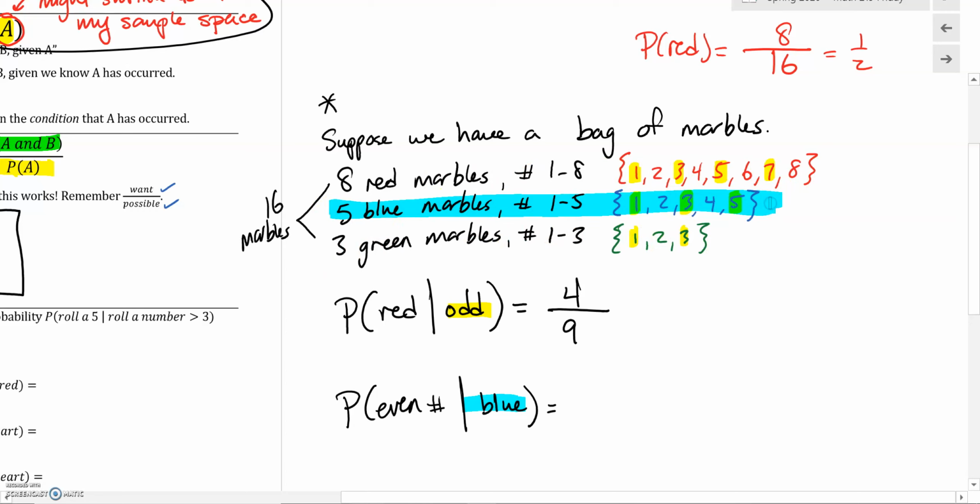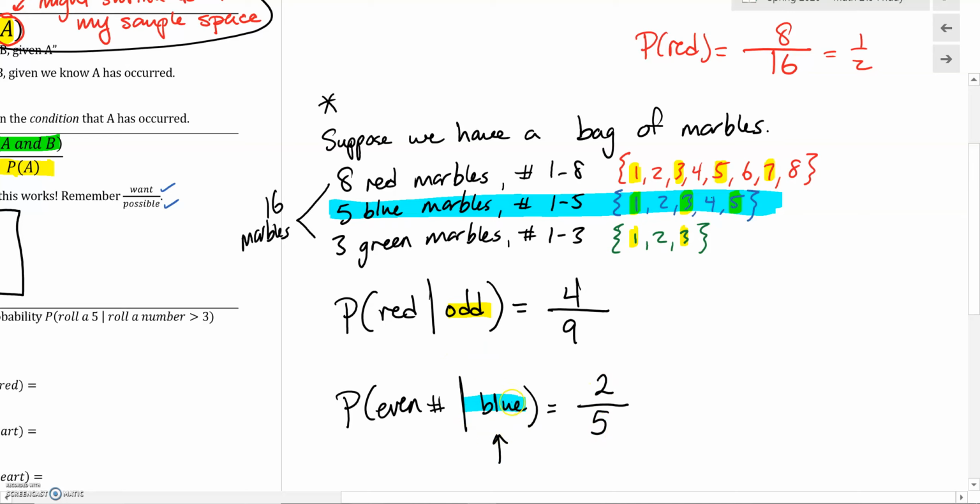I'm only looking at the blue marbles. I know the one you're holding is blue. Of those blue marbles, and there's 5 possible outcomes, how many of them have an even number tied to them? Just 1, 2. So the probability of selecting an even, given that there's a blue marble in your hand, is 2/5.